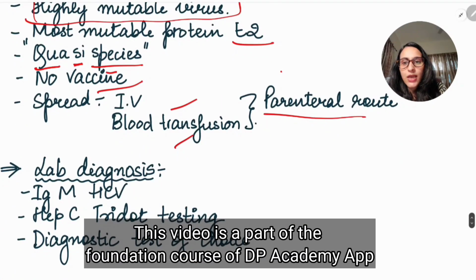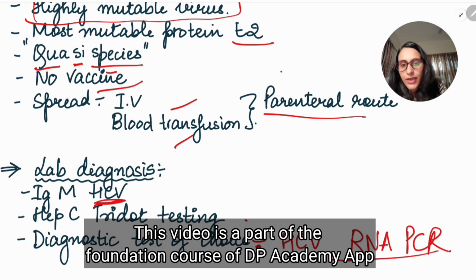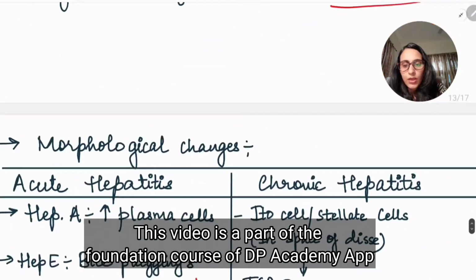For lab diagnosis, you see IgM antibodies for the C-type hepatitis, or you can do a tri-dot testing for hepatitis C. But the diagnostic test of choice is hepatitis C RNA-PCR, polymerase chain reaction. This is the diagnostic choice.